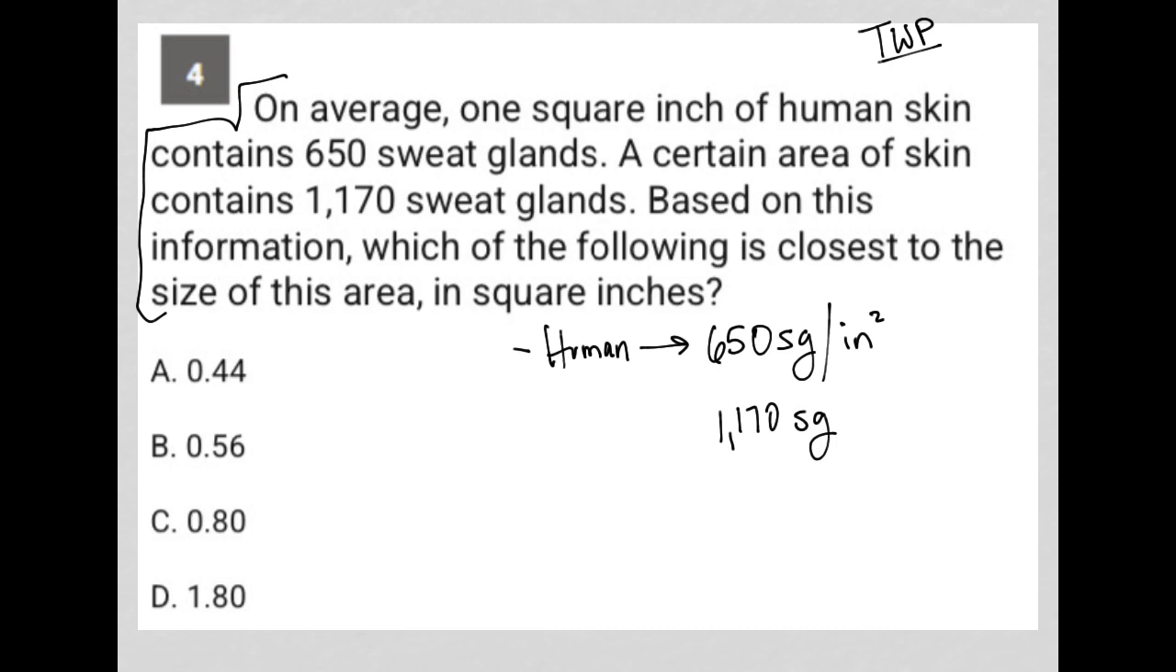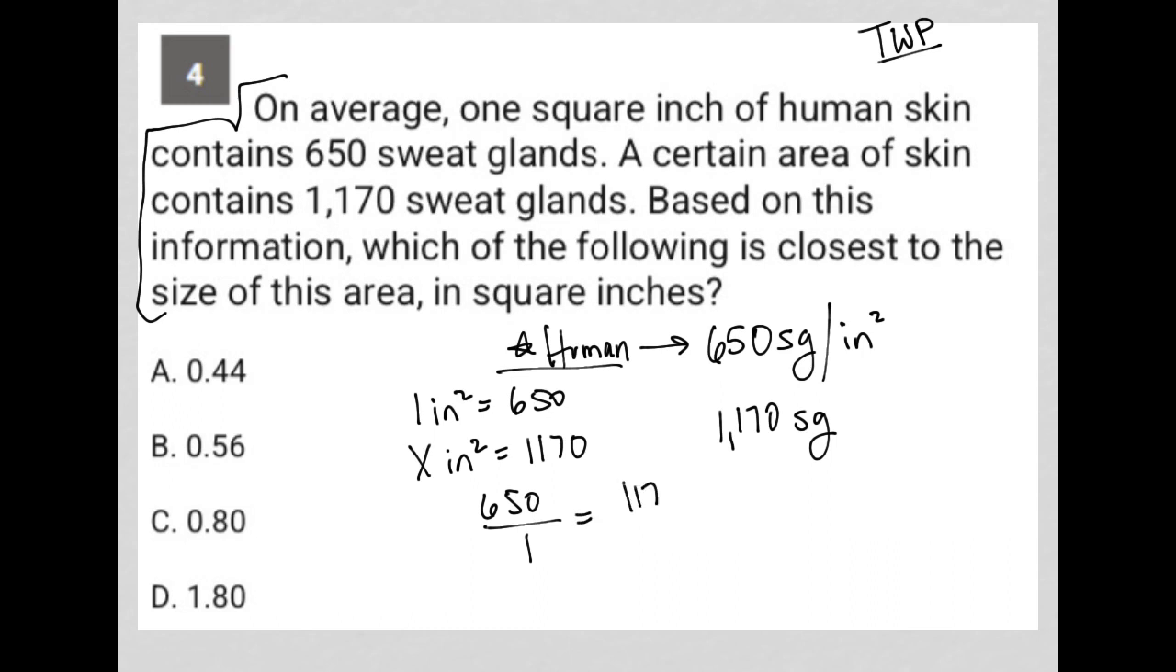So I know that in 1 square inch, and in fact, I'll write this separately again, 1 square inch is equal to 650 sweat glands. X square inches is equal to 1,170 sweat glands. So I can actually set up a proportion to solve this and say 650 over 1, which of course is not necessary for me to do, but I'll write it anyway. 650 over 1 is equal to 1170 over X. I can solve by cross multiplication here.